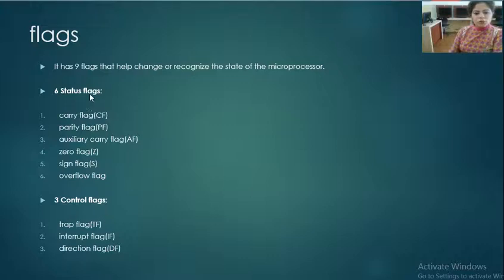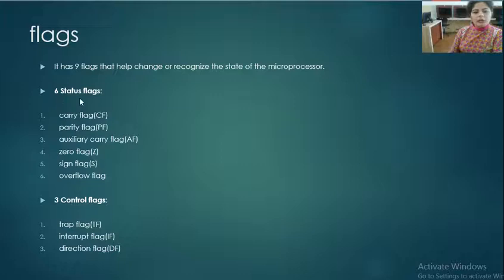Status flags are used to tell the status after performing the calculations, whether there is carry or not, whether there is parity bit or not. So these flags are generally used to tell the status, whereas control flags are used to control the situation, to control the bits. That's why the name is control flag.